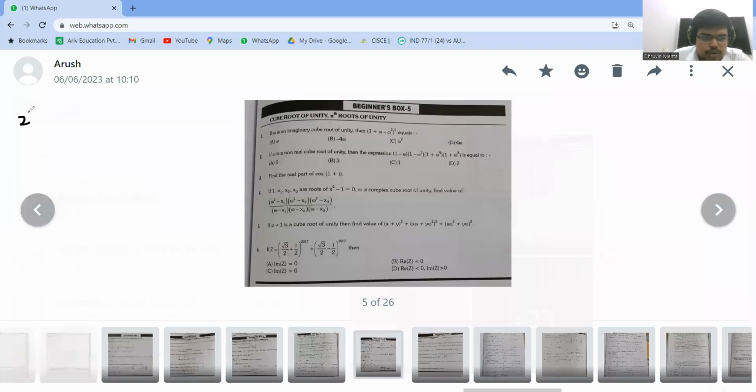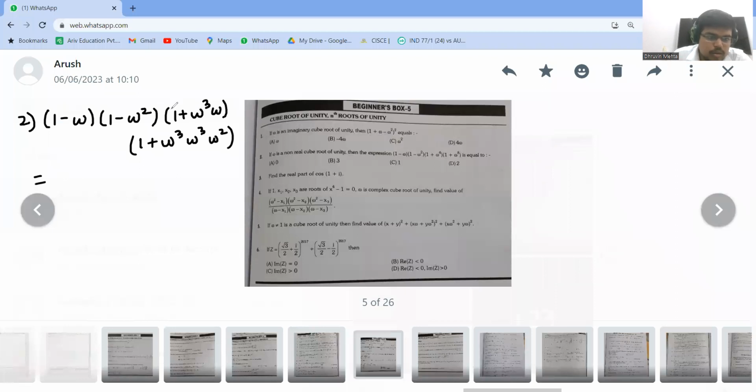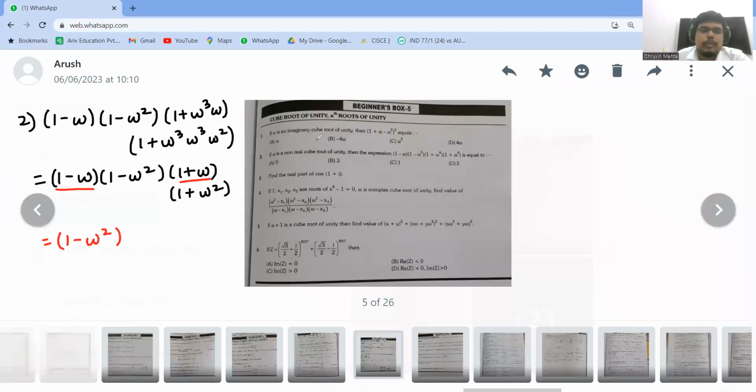So check the second one. We have 1 minus omega square. Now 1 plus omega raised to 4, did you write it as omega cube into omega? And omega raised to 8 is omega cube and omega square, into omega square. And wherever we have omega cube, we can write 1. So now we have 1, the first two brackets are copied. Third bracket is now 1 plus omega, and this is 1 plus omega square. And then if you realize this is a plus b into a minus b, so these two brackets will now become a square minus b square, which is 1 minus omega square.